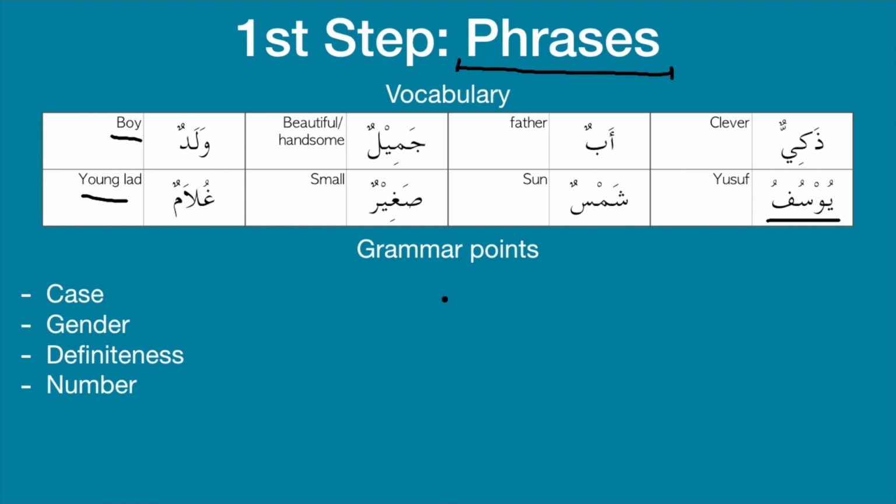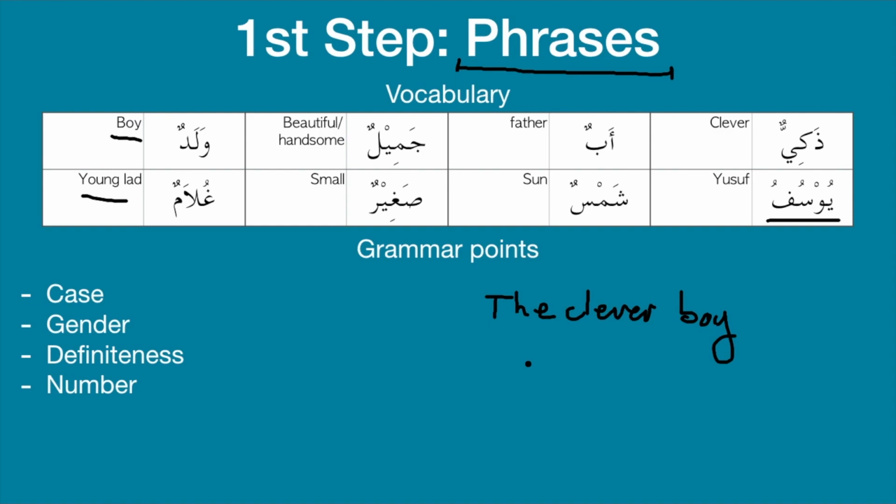It's not a complete sentence, it's not a complete meaning in and of itself. It would just be, for example, if we said something like, the clever boy. That's an example of a phrase, or a clever boy. Okay, so there's no verbs in it, there's no prepositions in it, it's not particularly complicated, it's just 2 words stuck together. A clever boy, or the big son, or the kind father, or the clever young lad, or something like that.